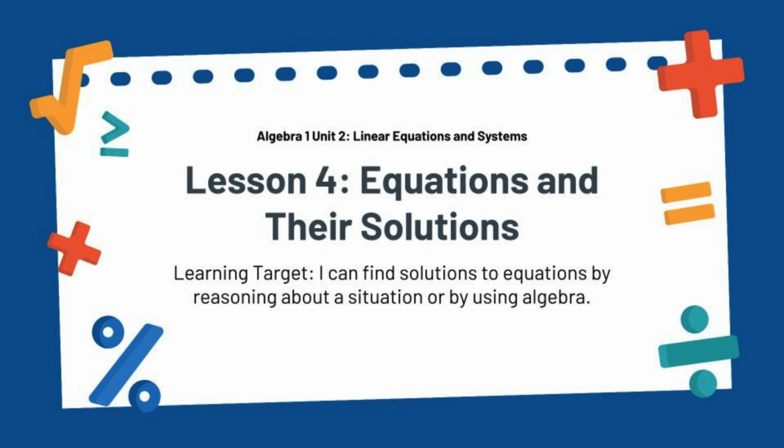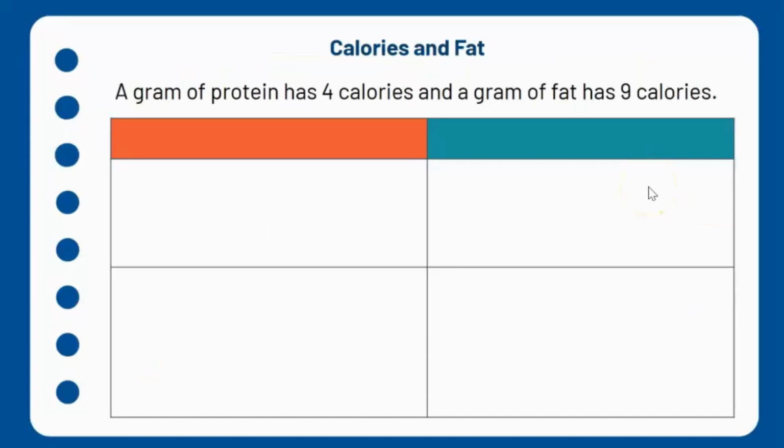Lesson 4, Equations and their Solutions. Learning target: I can find solutions to equations by reasoning about a situation or by using algebra. A gram of protein has 4 calories, and a gram of fat has 9 calories. We can represent this relationship in an equation.